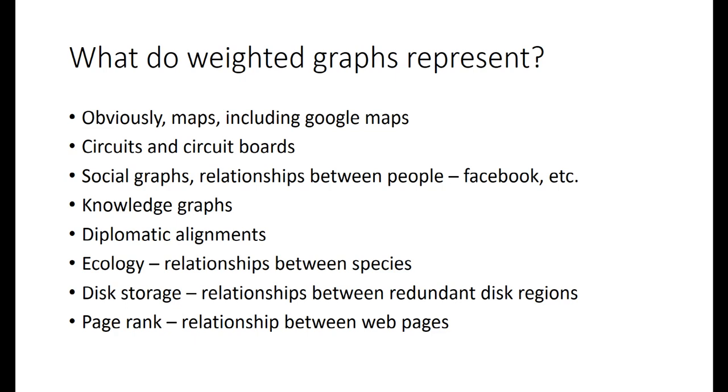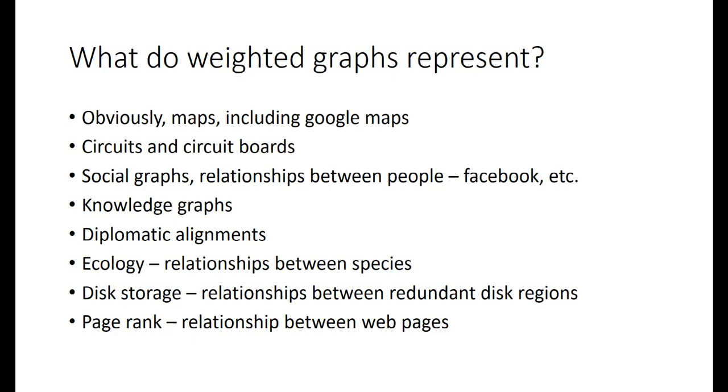And if I'm an engineer building the roads on the map, I might care more about how much things cost. So, for example, we might get a much shorter route by going direct, but that might take us over a river and we'd have to build a bridge, and that could be expensive. We can use them to model circuits and circuit boards. Social graphs show relationships between people.